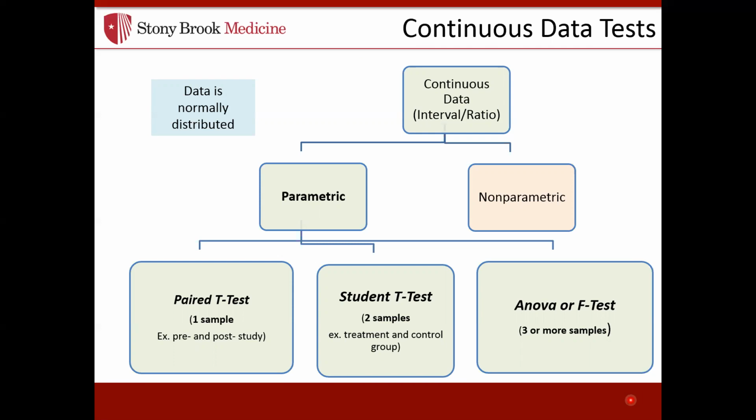So a paired test for a continuous data is a one sample test that looks at the same group before and after a study. The same group is compared to itself, so it's considered a paired t-test. A student t-test is looking at continuous data that is normally distributed but has two samples. So you could have a treatment group and a control group. Continuous data that is normally distributed that has 3 or more samples, most of the time you're using a ANOVA test. And this is really to look at multiple variables and to compare them.